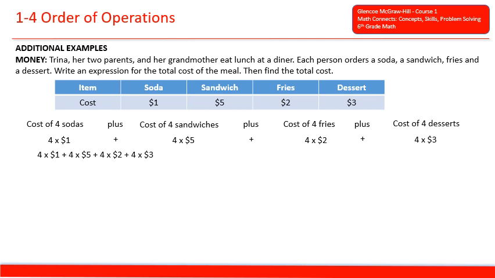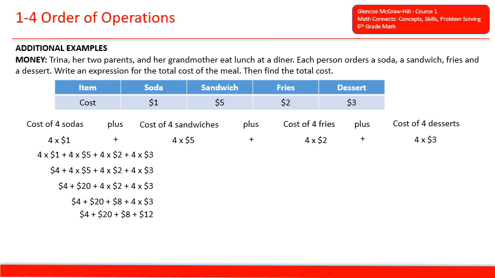And if we're looking at PEMDAS, there's no parentheses, there are no exponents, but there is multiplication. So we know multiplication and division come next. No division, so we can just do the multiplication from left to right. So 4 times $1 is $4. Now we'll do the 4 times $5, which is $20. 4 times $2, which is $8. And then 4 times $3, which is $12.